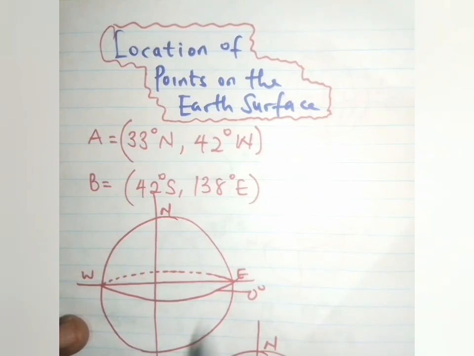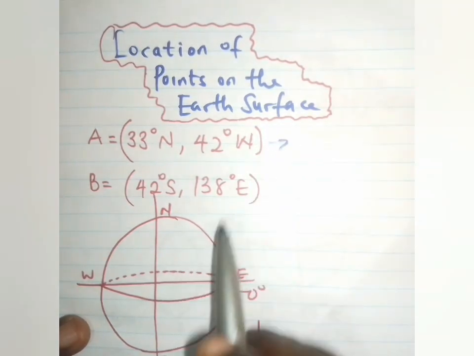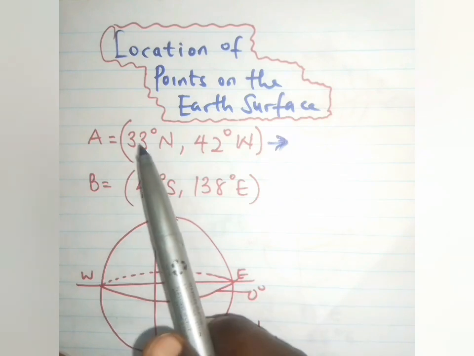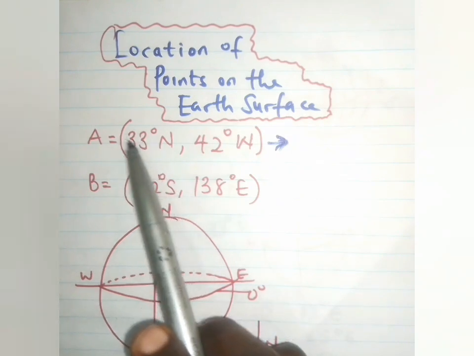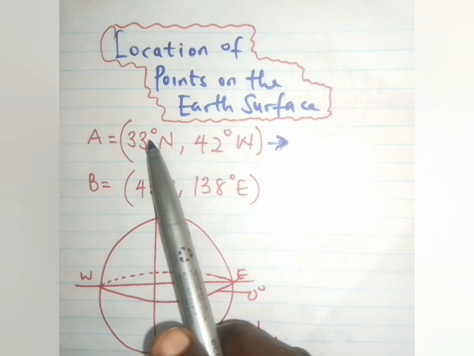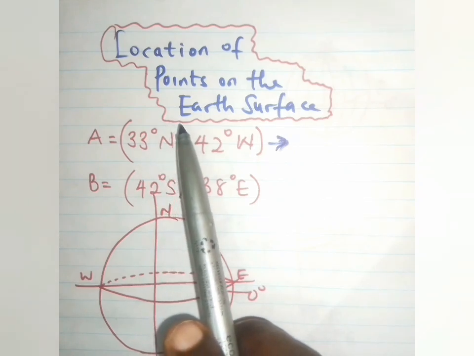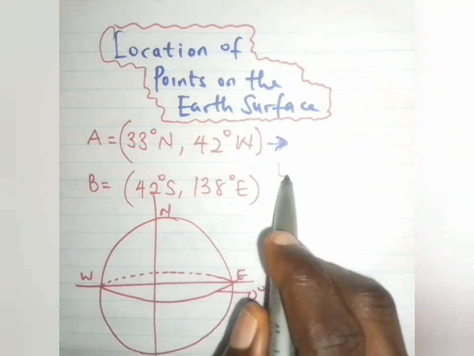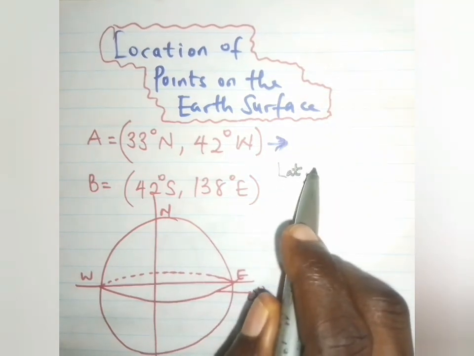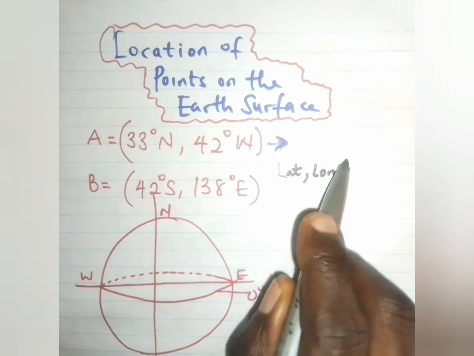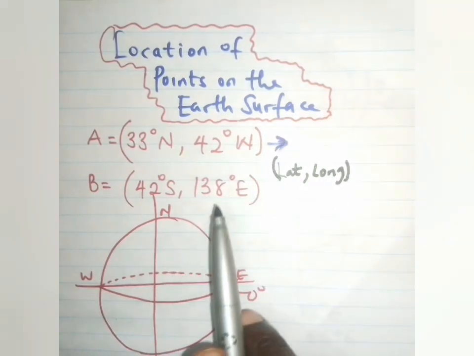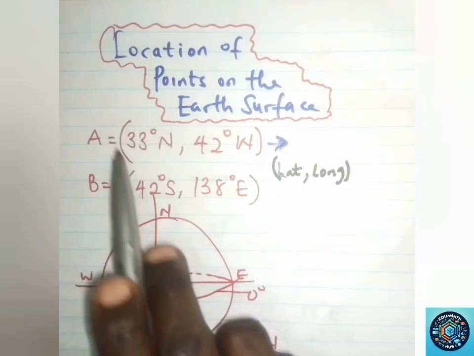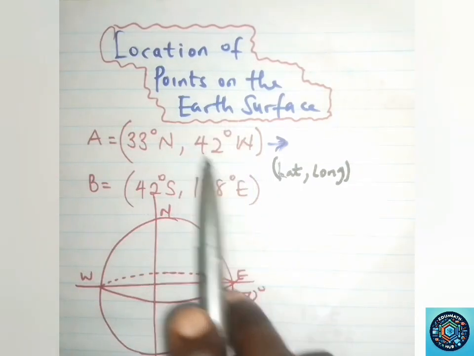Now, let's take the first one. We're given a point A. A is 33 degrees north. So the one that comes first is latitude. Take note of that. Your points will be given to you in this form: latitude, comma, longitude. What will come first is latitude, followed by longitude.